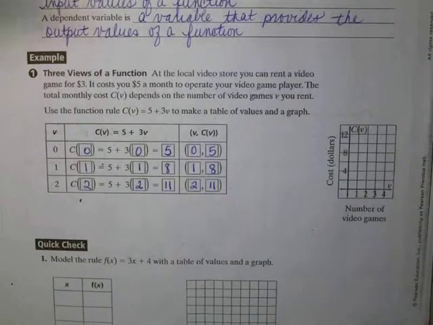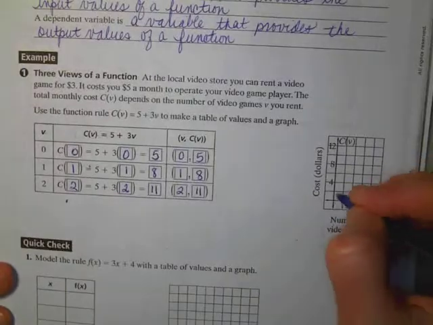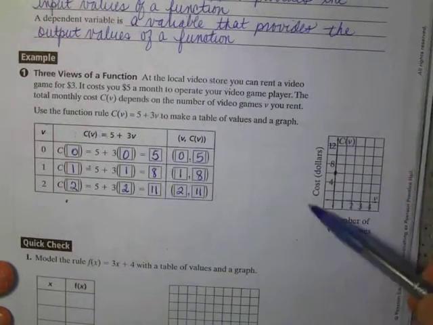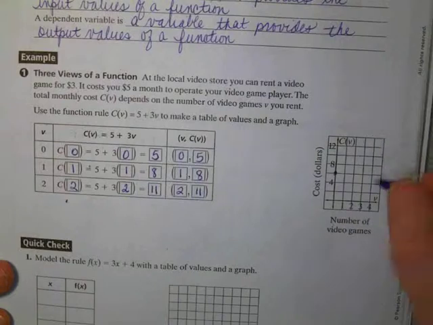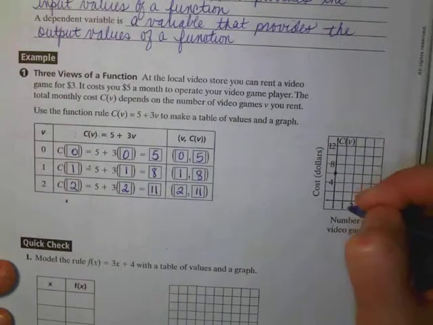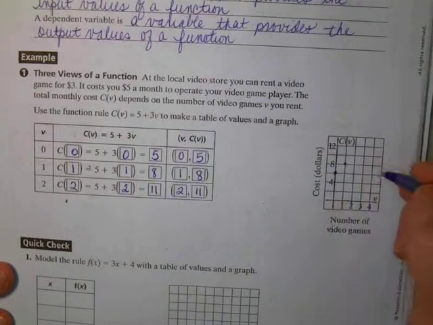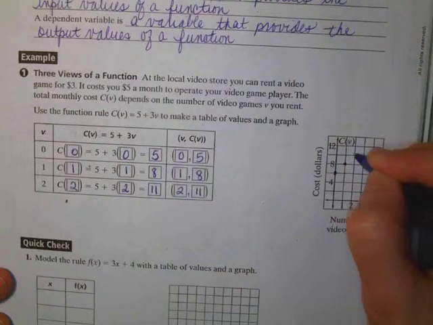Okay, so now what we want to do here is go ahead and plot these ordered pairs. So 0, 5. Now in this case, we probably wouldn't be graphing down here because you can't rent a negative number of video games. Although theoretically that line does exist, it's not a value that fits this function. Okay, and 1, 8. And the third one is 2, 11.